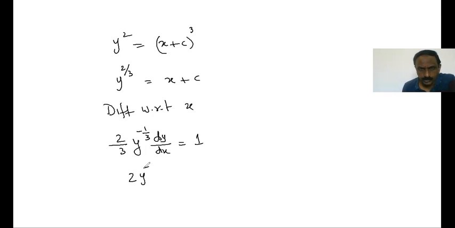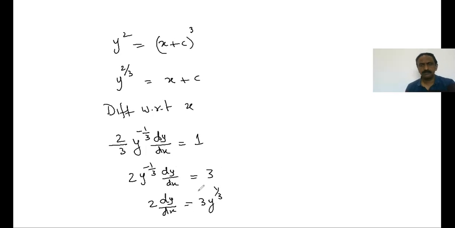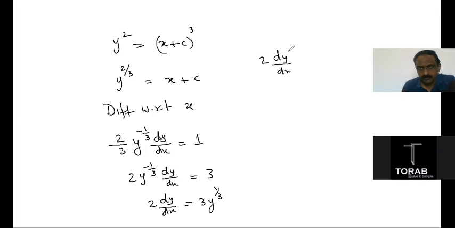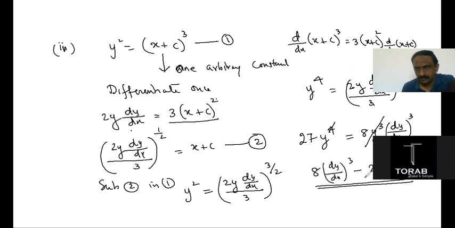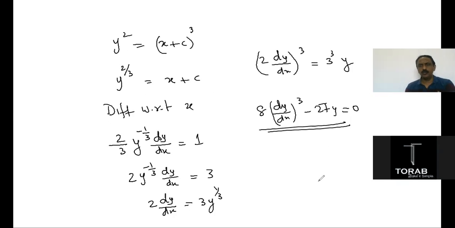So 2y raised to minus 1/3 into dy by dx equal to 3. लेकिन नेगेटिव पावर अलाउड नहीं है. So 2 dy by dx इस तरफ आएगा तो 3y raised to 1/3. समझ में आया? रेडिकल पावर अलाउड नहीं है, तो उसको क्यूब किया. तो इनके 8 dy by dx the whole cube minus 27y equal to 0. वही आंसर आ गया. देखो प्रीवियस आंसर यही था ना. Same answer I have got. Have you followed this? So you can do two ways.